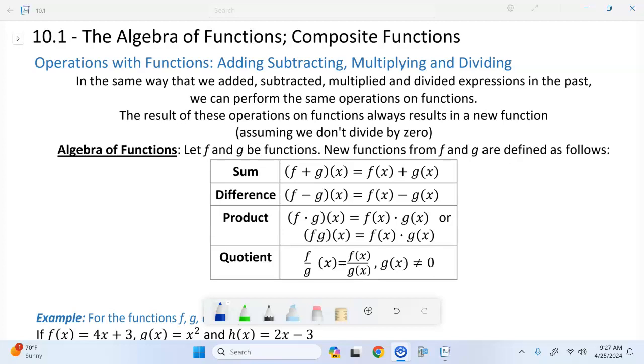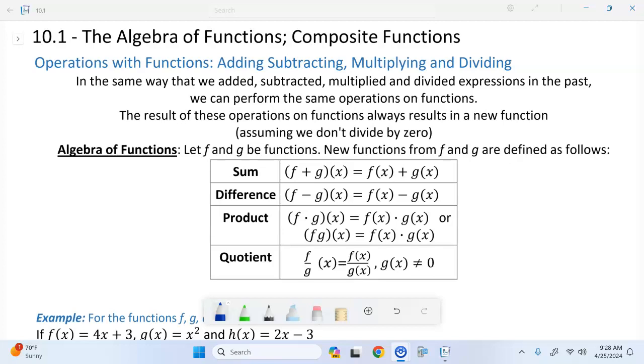We can do with functions the same thing we've been doing with expressions for a long time now. We can add them, we can subtract them, we can multiply them, we can divide them. When we do operations with functions, it's called a closed system, which means whenever we add two functions, we always get a new function. It will still be a function. Whenever we subtract two functions, it will still be a function. We'll get a new one.